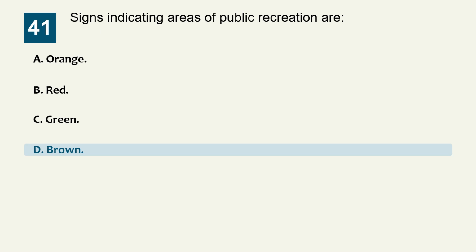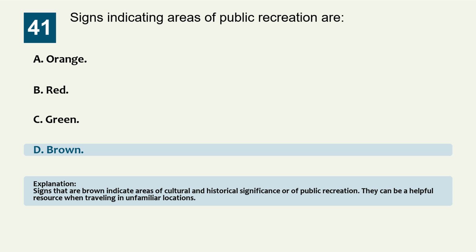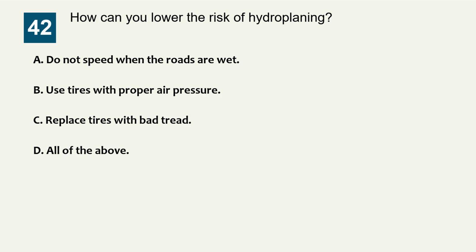The correct answer is option D, brown. Explanation. Signs that are brown indicate areas of cultural and historical significance or of public recreation. They can be a helpful resource when traveling in unfamiliar locations. Question 42. How can you lower the risk of hydroplaning? Option A, do not speed when the roads are wet. Option B, use tires with proper air pressure. Option C, replace tires with bad tread. Option D, all of the above.